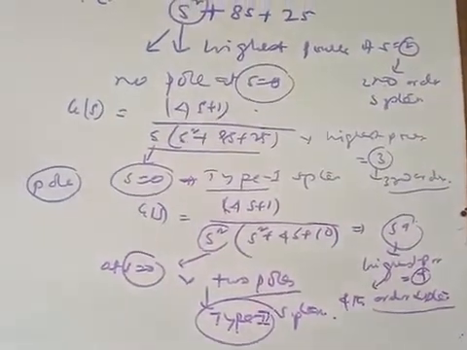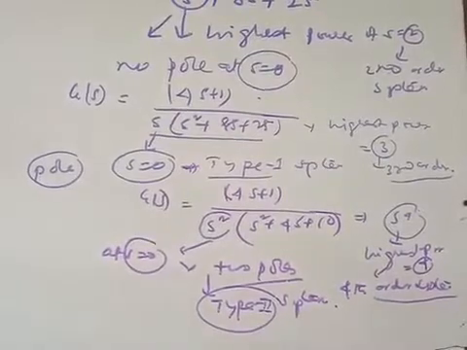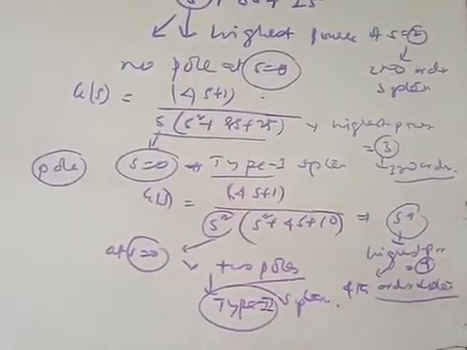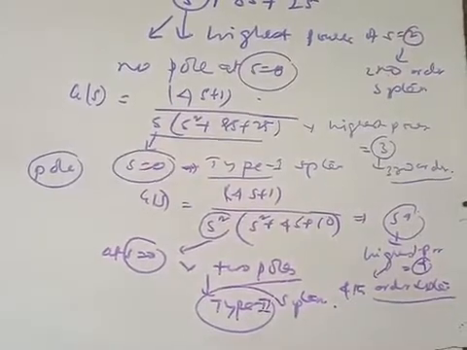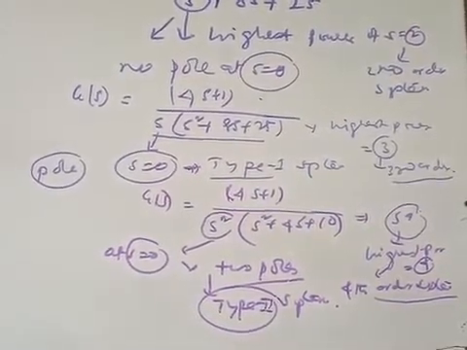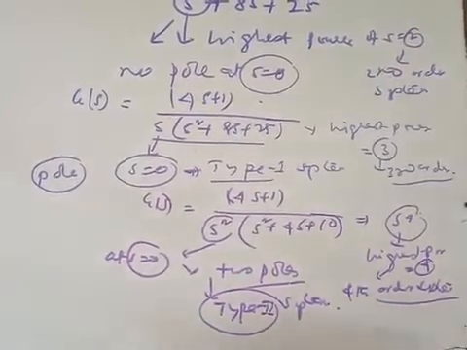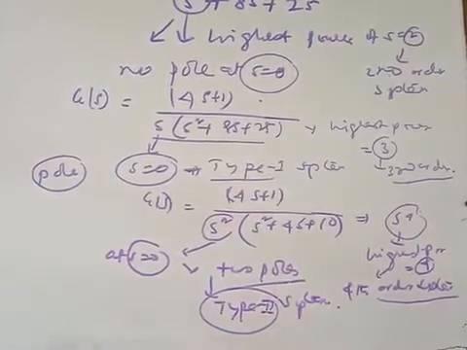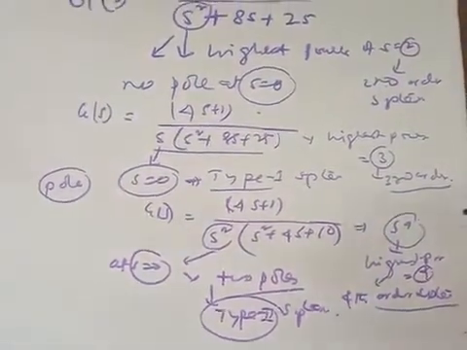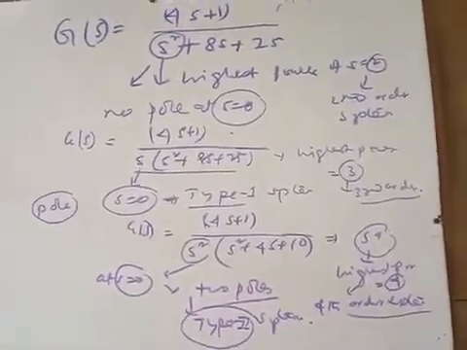That is how you can recognize the order of the system, and whether a system is type 0, type 1, type 2 or type 3. The highest power of s in the denominator gives the order of the system, and the number of poles at s is equal to 0 indicates the type of the system. Once you know the type and order of the system, that gives you some idea about the characteristic of the system.